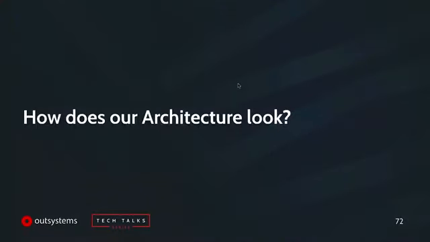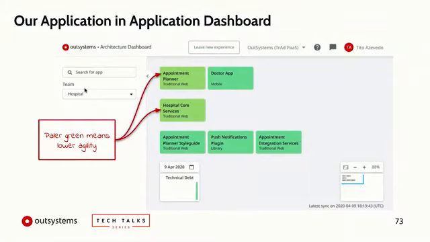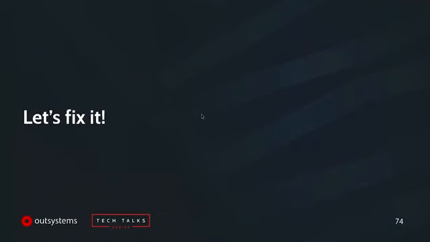Now that we have seen how architecture dashboard works, let's go back to our exercise architecture and simulate a situation where we are checking how our architecture looks after some development. Here I selected the hospital development team, and you can see that some of these applications are in paler green, meaning that they are producing some technical debt. It's not red, but still it's not the steady green that we see in other applications. Let's see how to find and fix the issues on those applications.